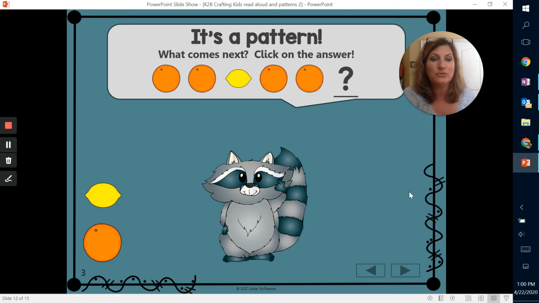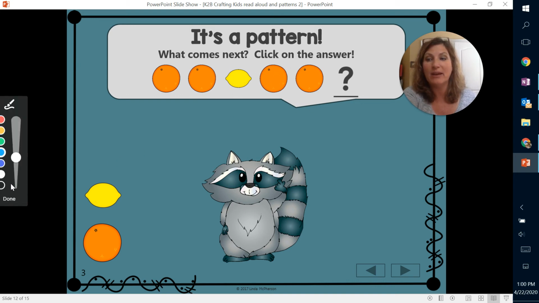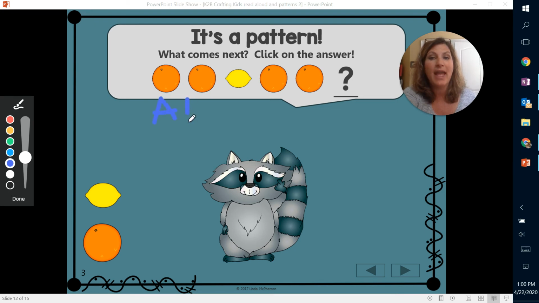All right, let's go to the next one. What comes next? Click on the pattern. Here we go. We're going to circle it. We've got orange, orange, lemon, orange, orange. So let's draw the pattern. Let's do the A, B up here. So you have A, A, B, A, A. What's going to come next? That's exactly right. It would be the lemon. So B would come next in the pattern.